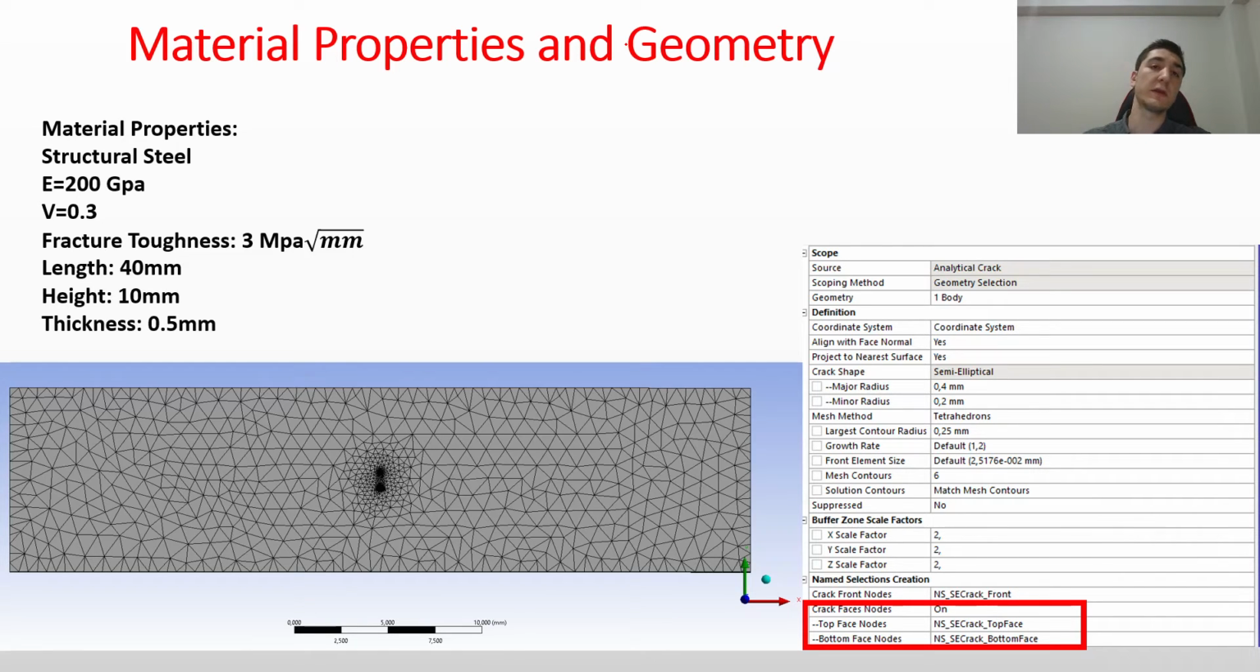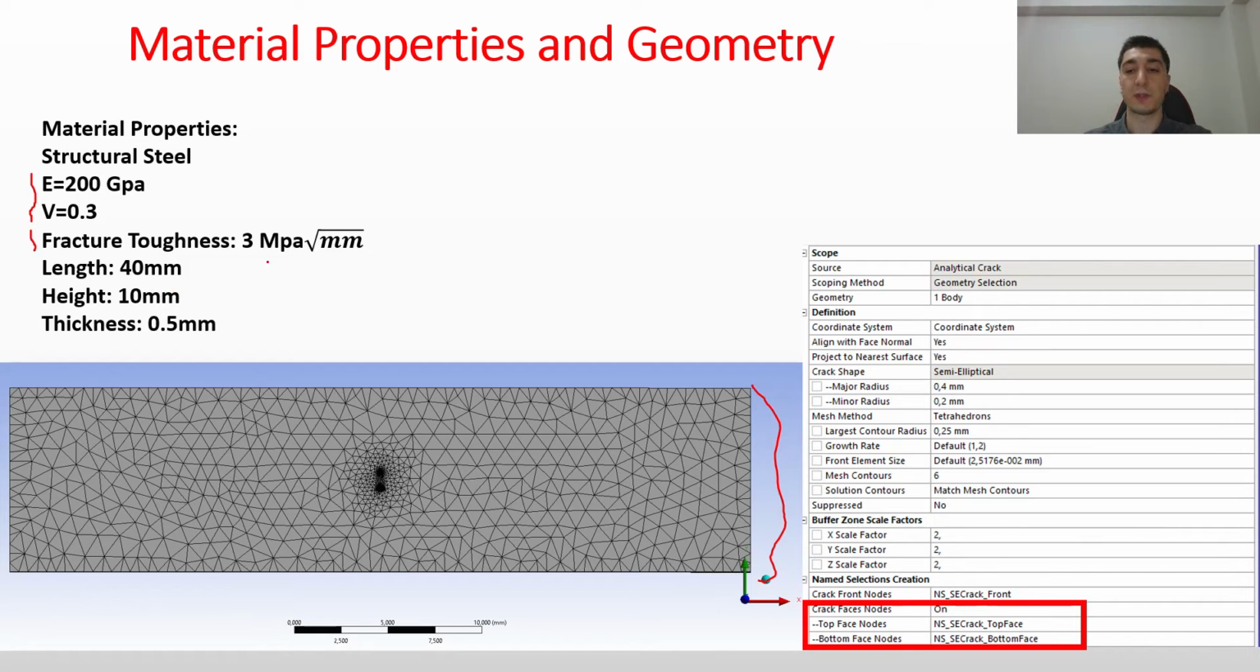So let's continue with the material properties and the geometry. We are going to use structural steel, and we only need 2 properties. One of them is elastic modulus, the other one is Poisson's ratio. And also we need to define the fracture toughness to decide crack growth. Our length is 40 mm, our height is 10 mm, the thickness is 0.5 mm to reduce the computational time.